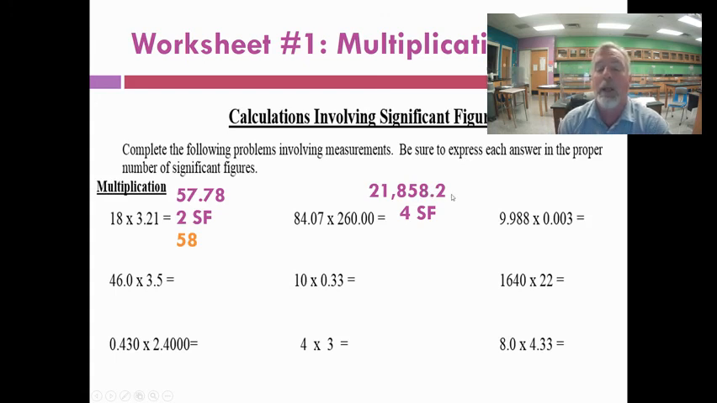But here, we can't put the decimal point there, because what happens if we do? If we put a decimal point here, that tells us that this 0, this trailing 0, is significant. It's not. No decimal, no significant. This is how you're going to write 21,858.2 to 4 significant figures. 1, 2, 3, 4. 2186, those are our 4 sig figs.